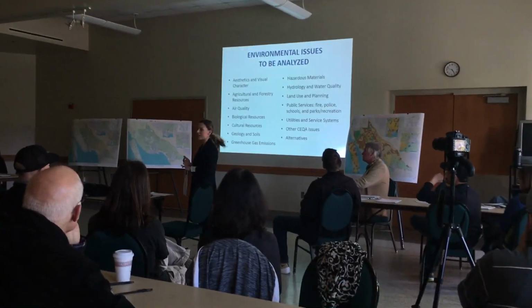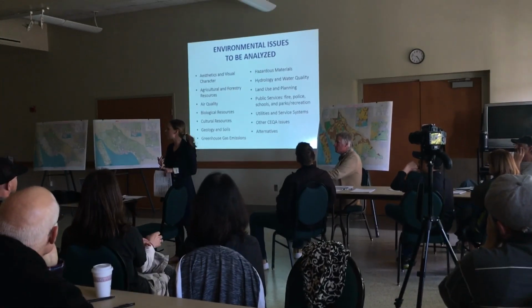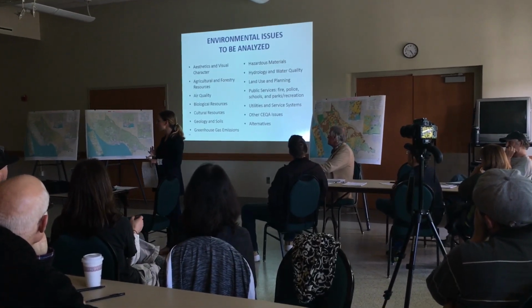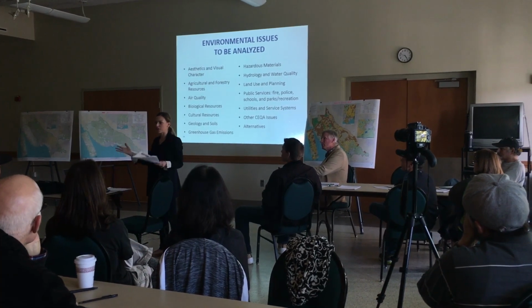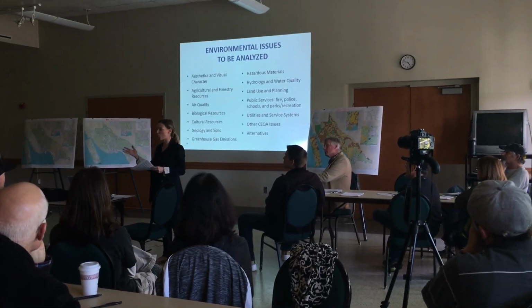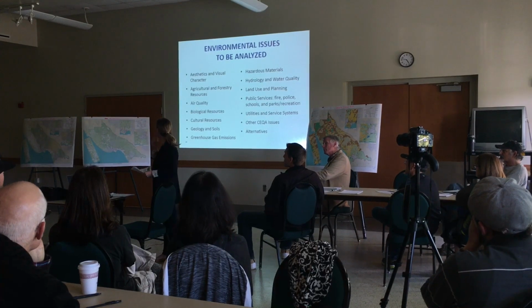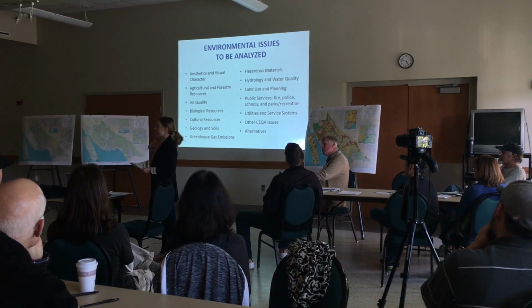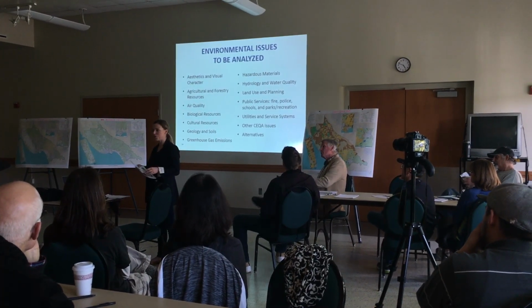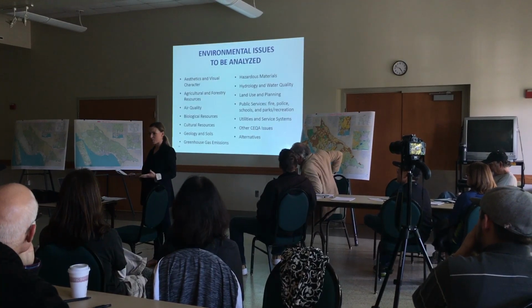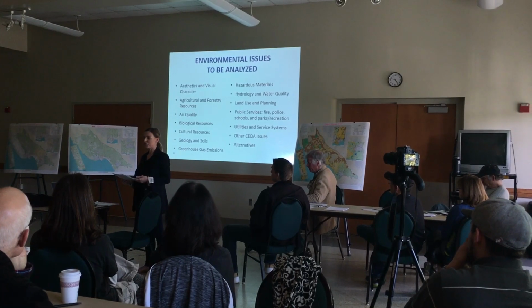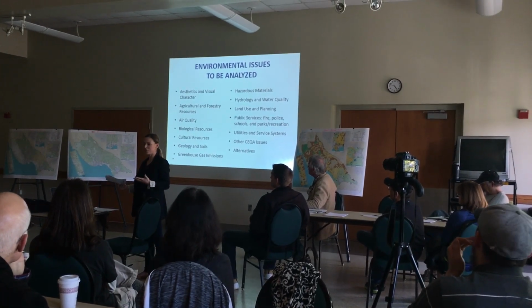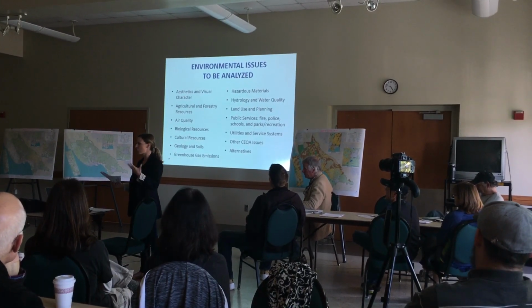Those include the aesthetics and visual character impacts to the community, agricultural impacts, forestry impacts. Say, for example, changing crops, loss of crops, change in agricultural resources, or loss of forested land, that type of thing. Air quality and also greenhouse gas emissions related to the cultivation of cannabis. Biological resources and cultural resources, where there's potential for damage or impacts to those resources, creeks, streams, that sort of thing, habitat areas.